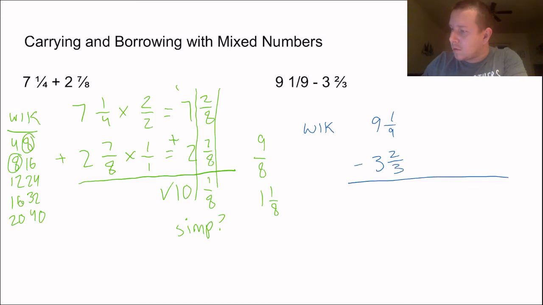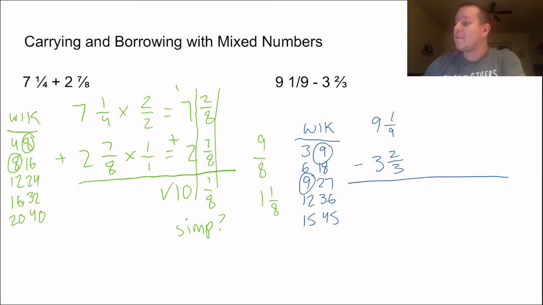Okay, we're going to make our what I know column. We're going to use 3 and 9. 3, 6. Oh, look at that. We already found one. It's super easy to find a least common denominator. Hopefully you guys are feeling the same way. Okay, so 9 is going to be our least common denominator.